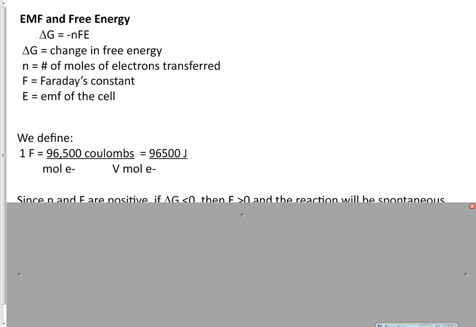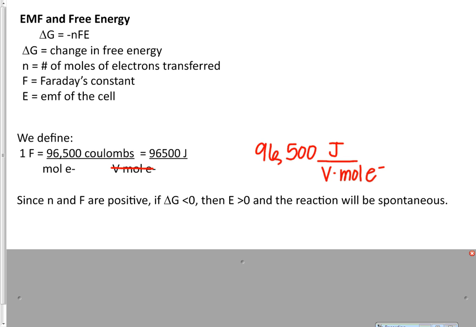Now, we define a Faraday as equal to 96,500 coulombs per mole of electrons, which is probably not that clearly written here. So this is the way you'll use it in equations: 96,500 joules per volt times mole of electrons. That's the constant you want to know. So remember that if N and F are positive, then delta G would be negative and E would be positive. This reaction has to be spontaneous.